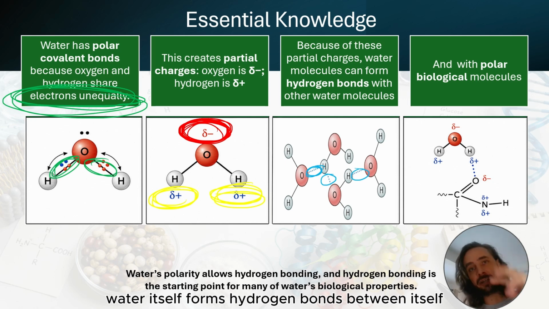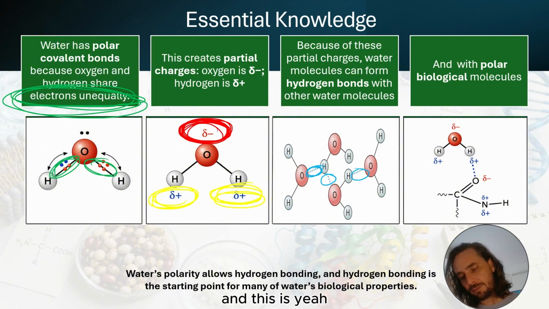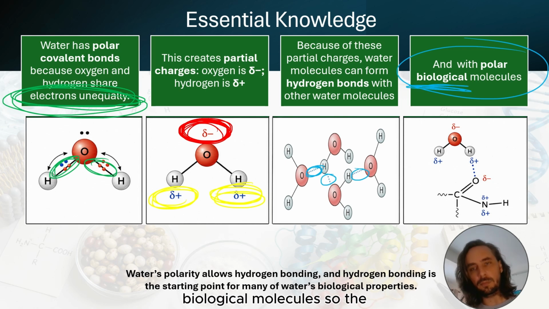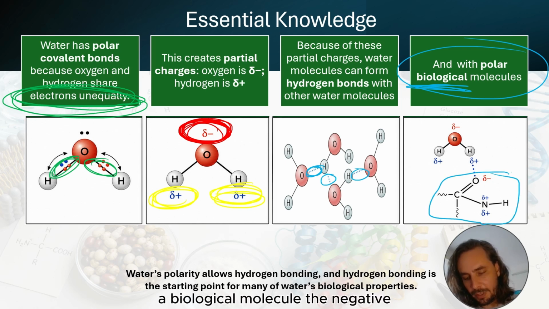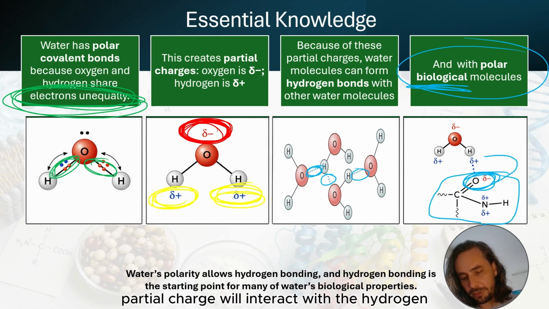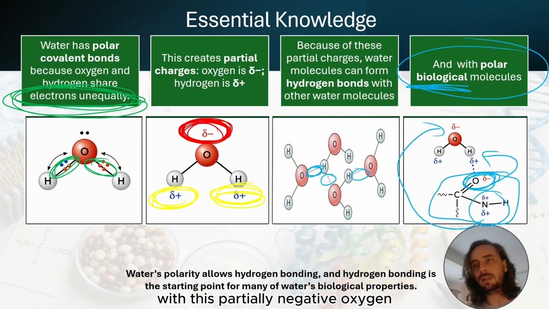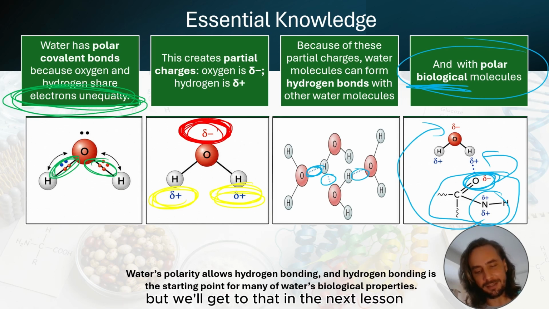Water forms hydrogen bonds between itself and also other molecules that are polar. So it also interacts with other polar biological molecules. So if this is a biological molecule, the negative partial charge will interact with the hydrogen, and this positive part will interact with this partially negative oxygen. So we would say that this molecule is hydrophilic because it interacts with water. But we'll get to that in the next lesson.